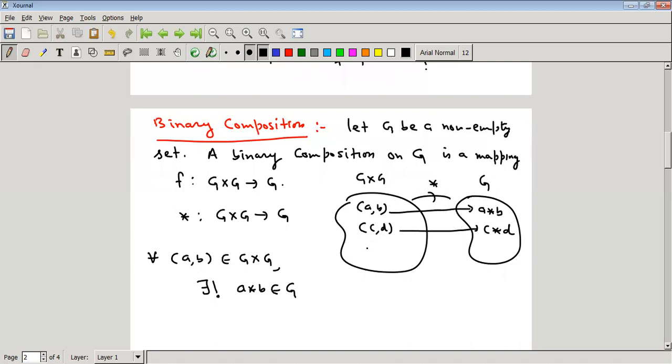Every element of it. If we have E comma F, then E comma F must be associated with at least one element. Maybe it is associated with C star D, or it must be associated with at least one element. Exactly one element, a unique element. Sorry, not at least, it is exactly one element.